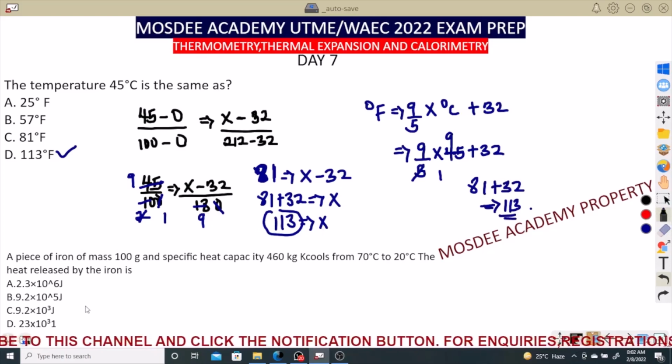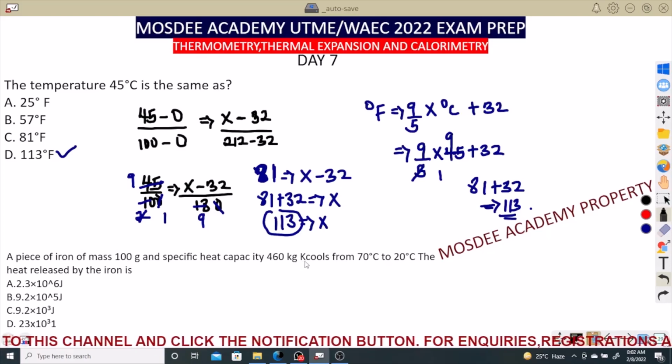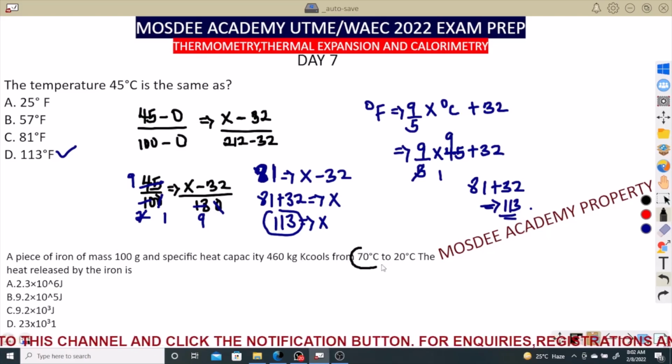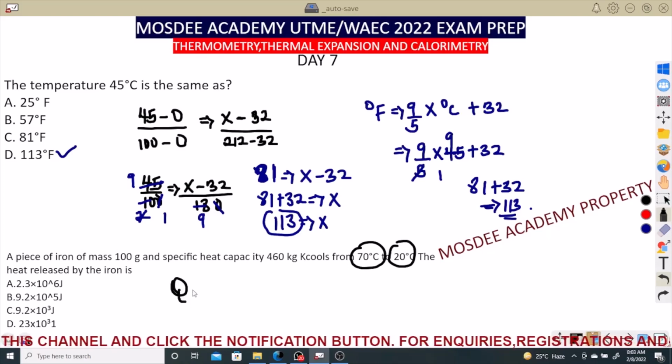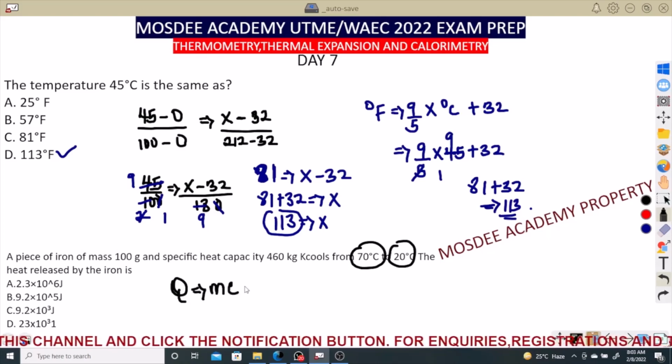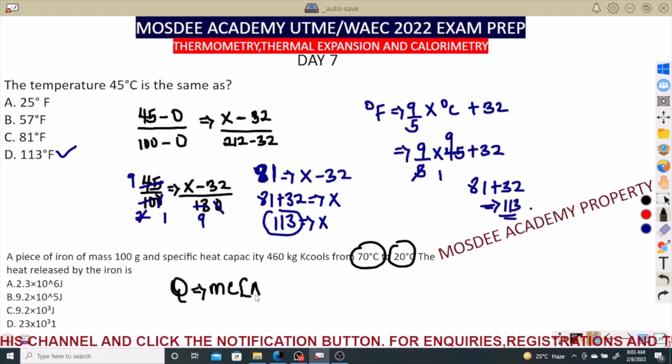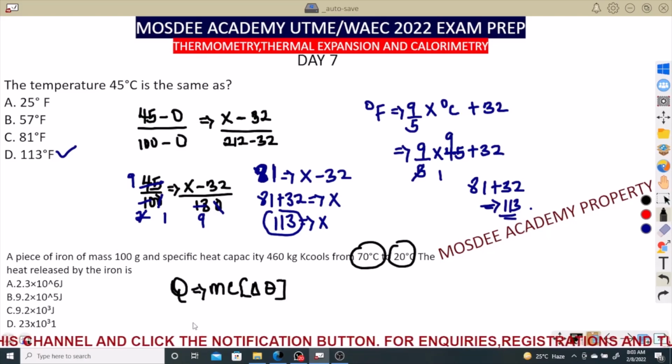So now the next one is a piece of iron of mass 100 gram and specific heat capacity of 460 joules per kilogram per Kelvin is cooled from 70 to 20. So the release of heat, this is also under calorimetry. Now, the quantity of heat, the basic formula is mc change in theta, the way you guys write it, delta T, or theta 2 minus theta 1, anyhow.